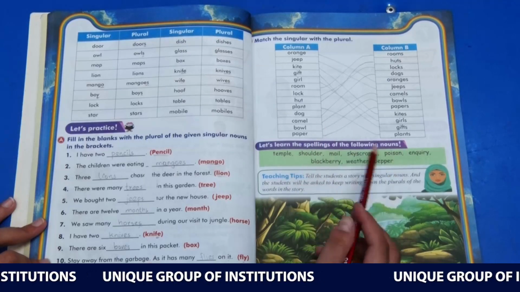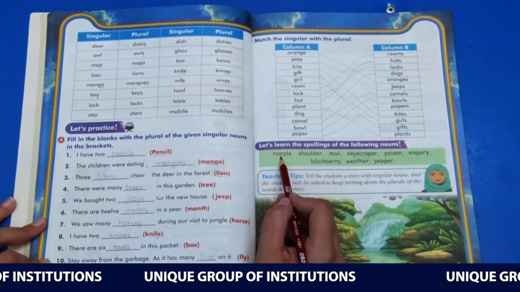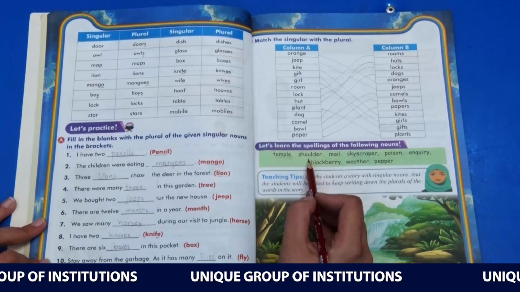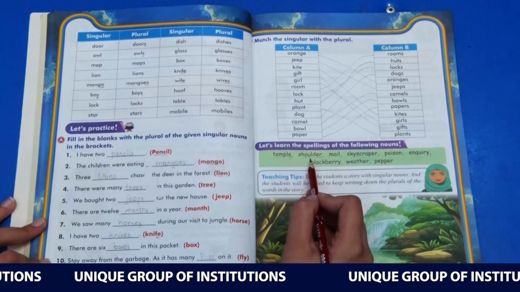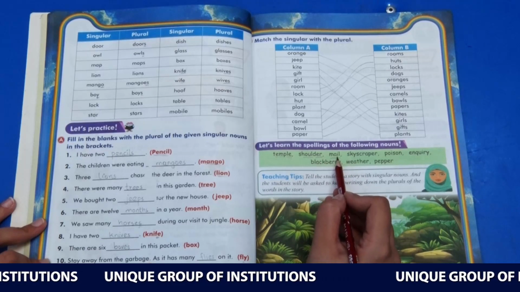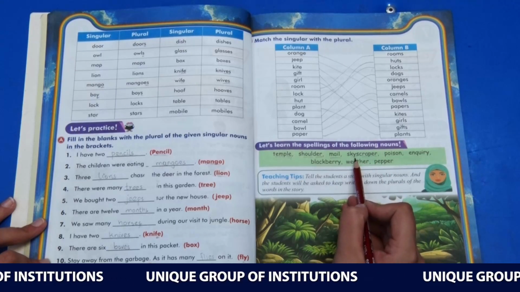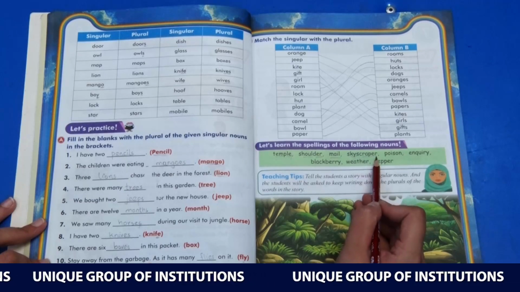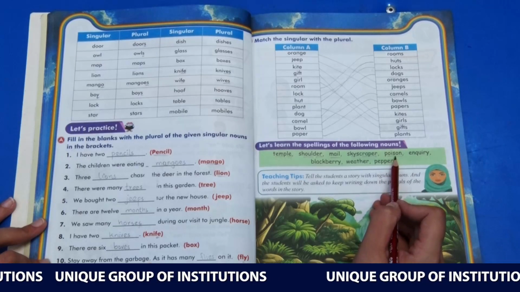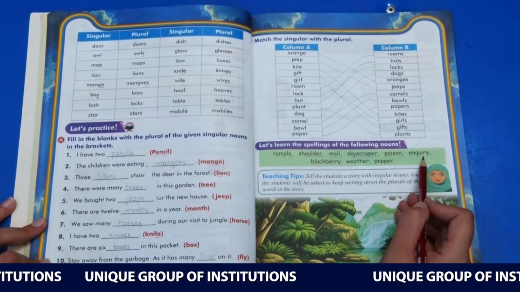Let's learn the different words given to us for our vocabulary, like the spelling of the words. First word is temple. T-E-M-P-L-E, temple. Then we have shoulder, S-H-O-U-L-D-E-R, shoulder. Then we have mail, M-A-I-L, mail. Then skyscraper, S-K-Y, sky, S-C-R-A-P-E-R, scraper. Poison, P-O-I-S-O-N, poison. Enquiry, E-N-Q-U-I-R-Y.